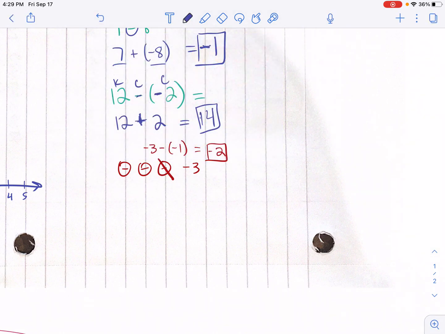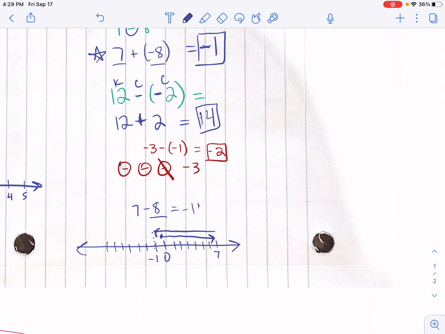Okay? And then on a number line, if you're taking away something, you're just moving in the opposite direction. Let's use this example from up here. Let's use 7 minus 8. I'm going to start at 0, always. My first number is 7, and it's positive, so I'm going to the right, all the way over here to +7. And then I'm taking away 8. That means I'm going the opposite direction of +8, which is negative, or backwards 8. And I landed at -1. So my answer is -1.